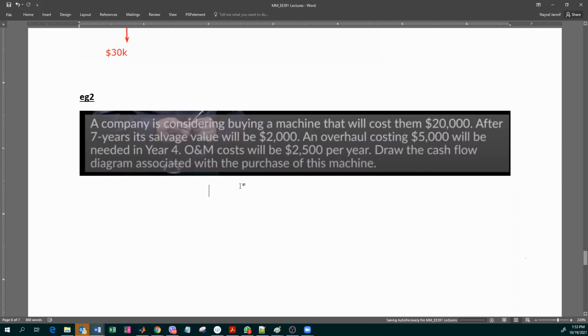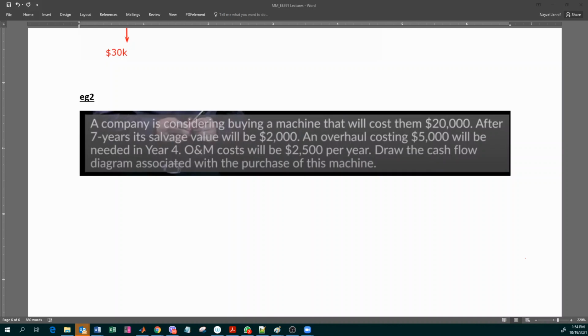A company is considering buying a machine that will cost $20,000. After 7 years, its salvage value will be $2,000. An overhaul cost of $5,000 will be needed in year 4. Operation and maintenance costs will be $2,500. Draw the cash flow diagram associated with the purchase of this machine. All right, I am ready now this time.